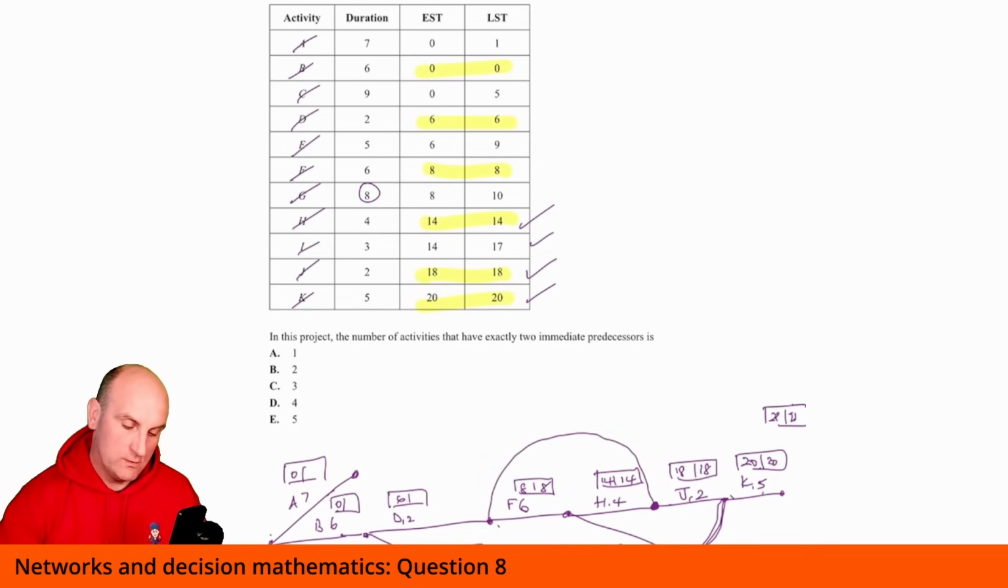So what was that? That was G we were working on, and that had 8. We had to have 8 and 10. So let me just check, is that true? So we've got 18 minus the 8 gives me 10. There we go, so that's that one there. F is on the critical path, we know.